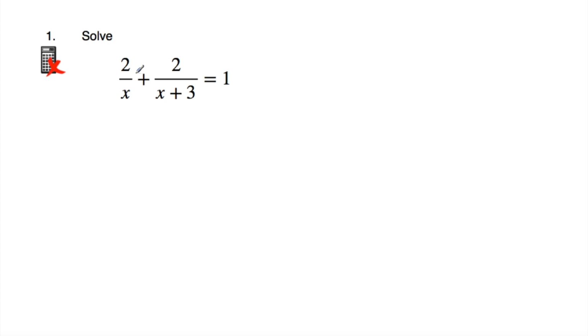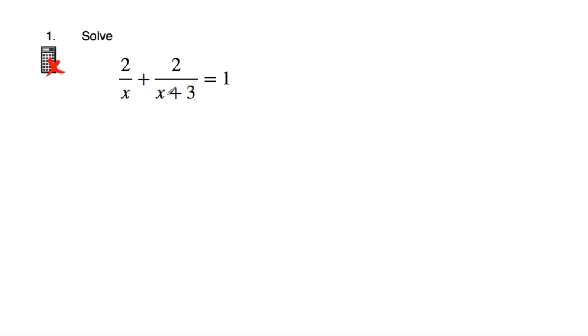If I wanted to solve an equation like this, I would work out the left-hand side to begin with. I would simplify this left-hand side. I would add together these two fractions, and then once I've added together the two fractions, I'll deal with solving the equation. So let's work out what 2 over x plus 2 over x plus 3 is.